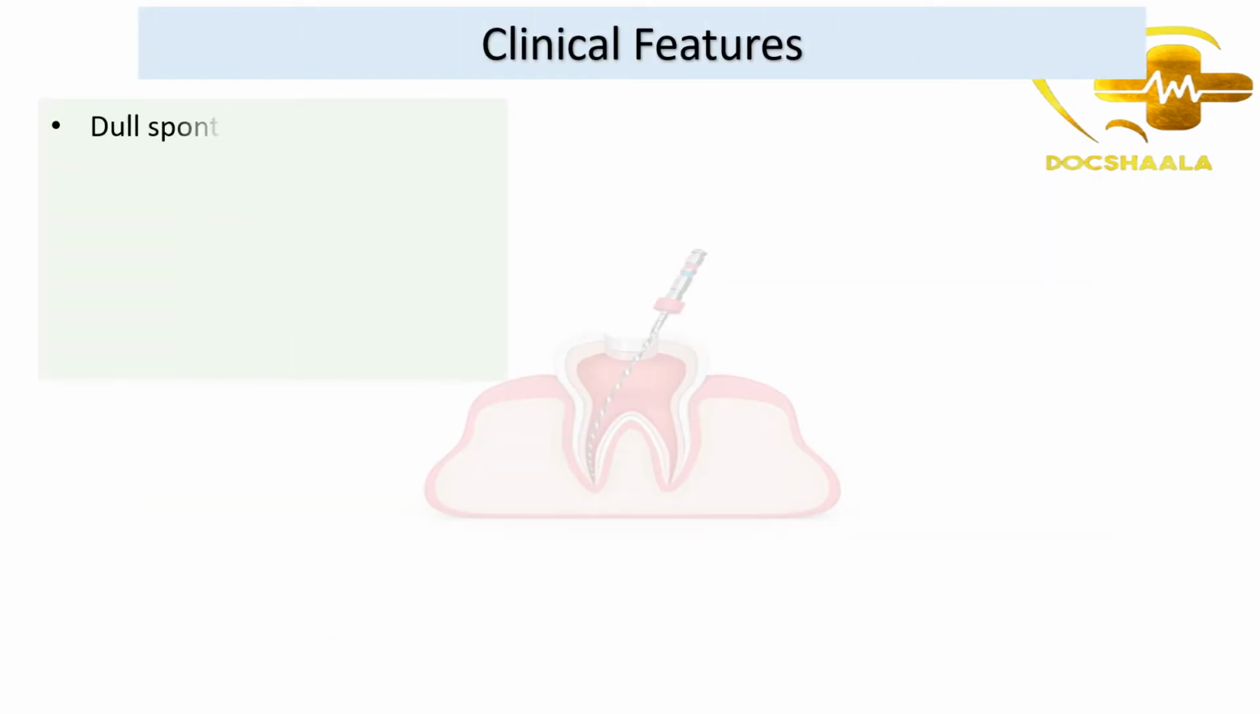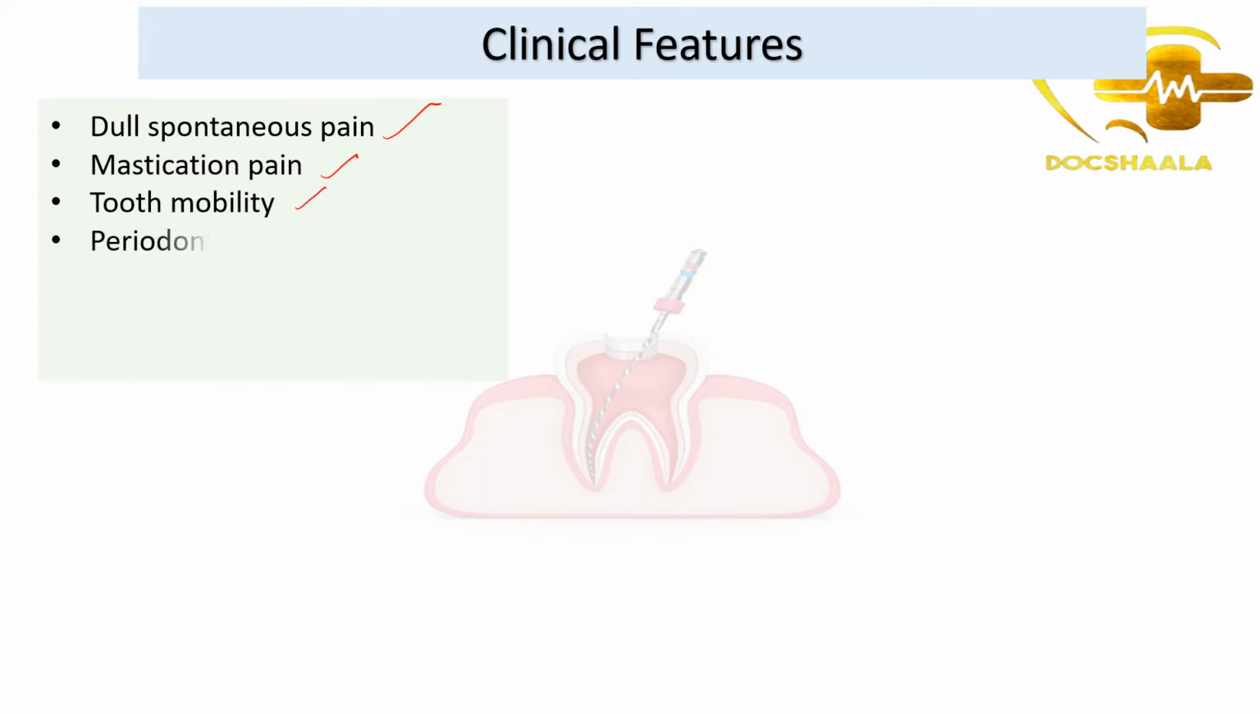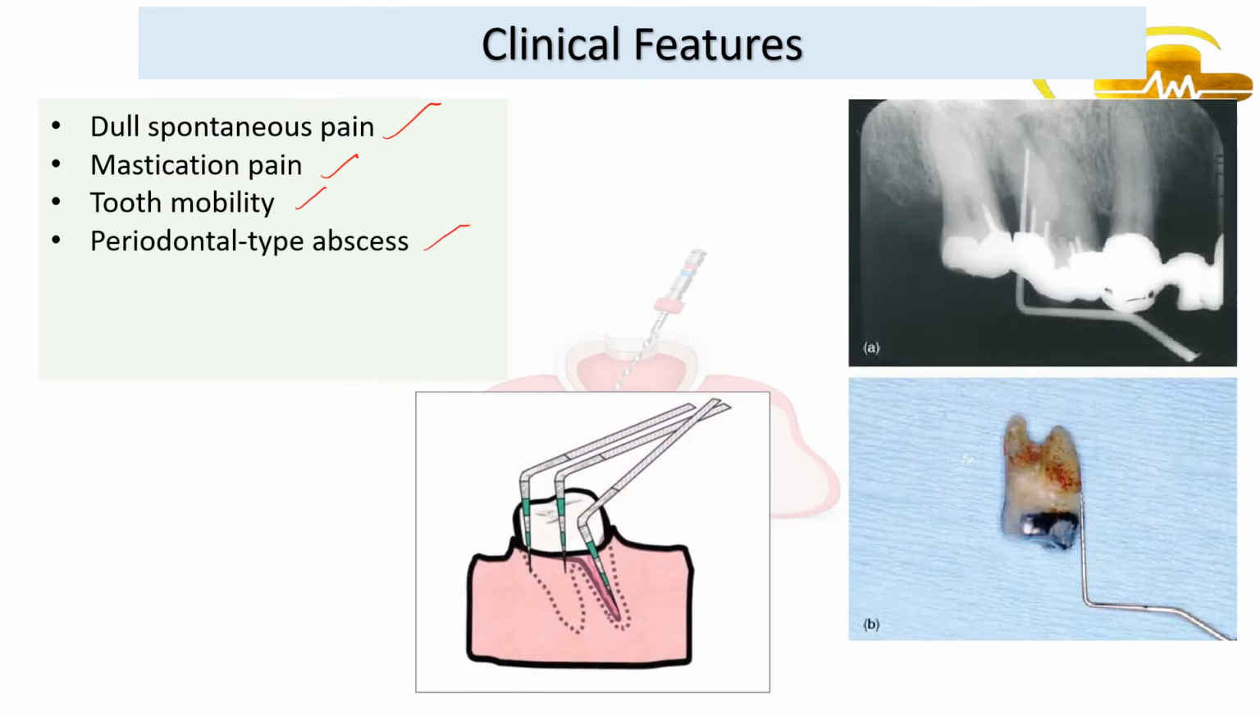So coming to the clinical features. As told before, it exhibits the normal clinical features which any pulpitis tooth or any other fractured tooth exhibits. So it exhibits a dull spontaneous pain. Then there is pain on mastication, and there is tooth mobility, and there is a periodontal type of abscess.